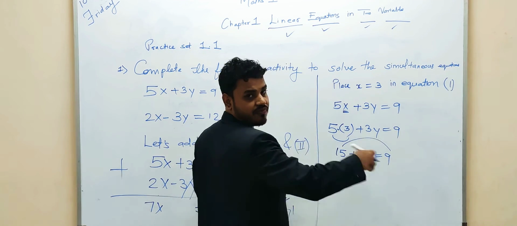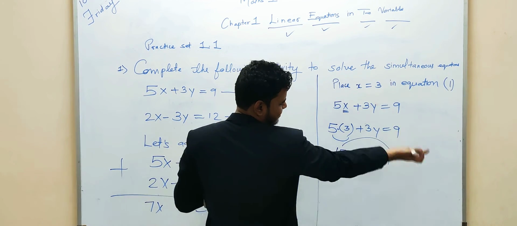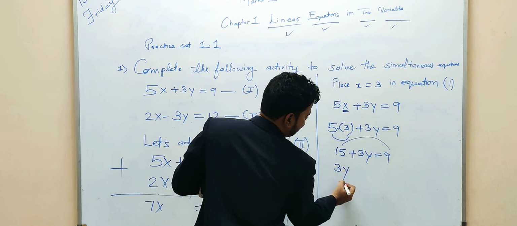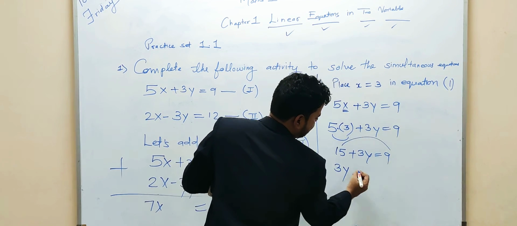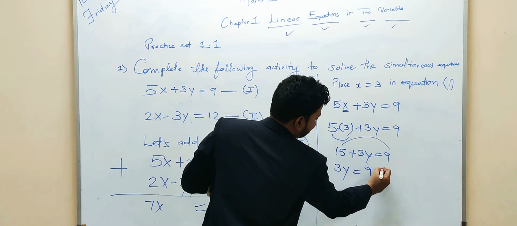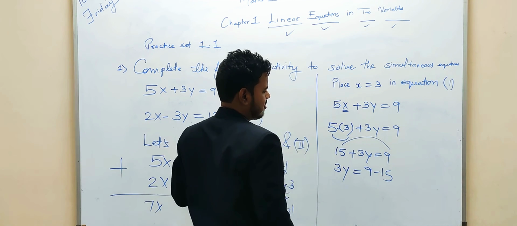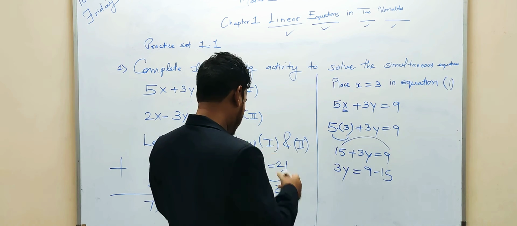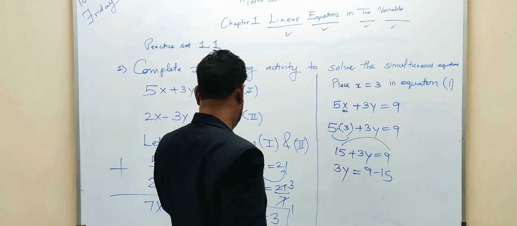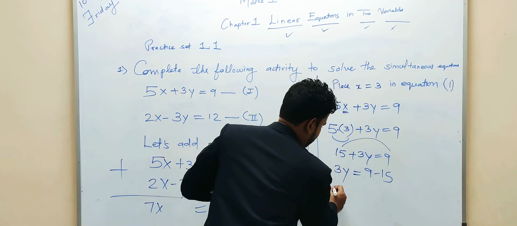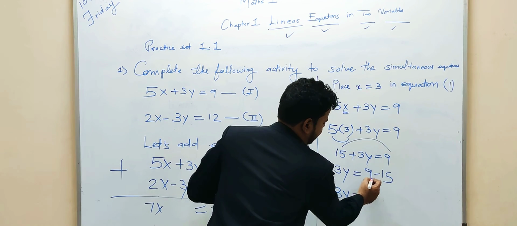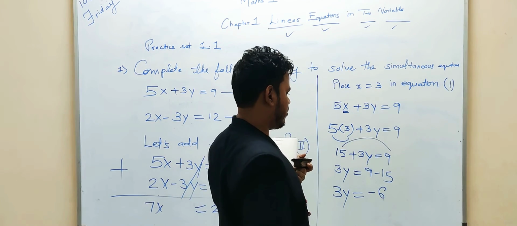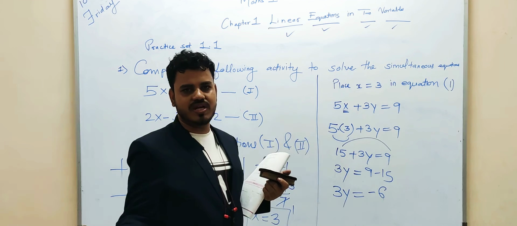If we transfer this to the other side, it will become minus. So 3y is equal to 9 minus 15. 3y is equal to what? 9 minus 15 is minus 6.